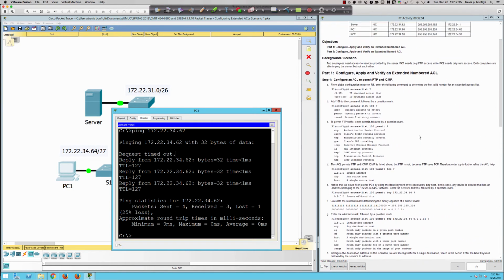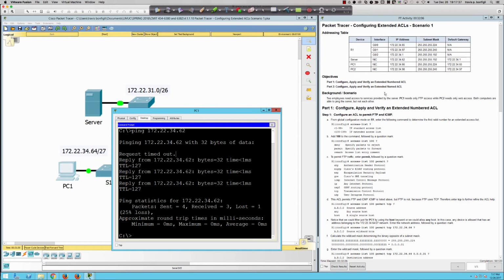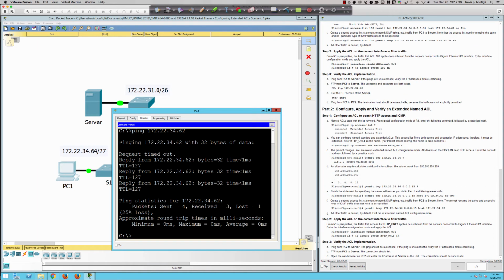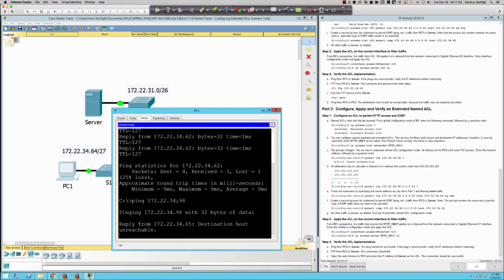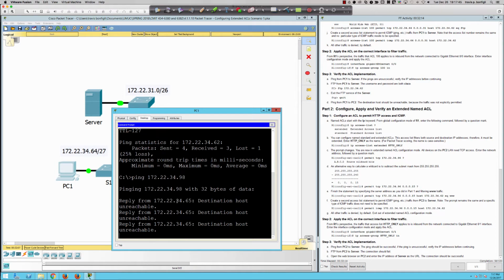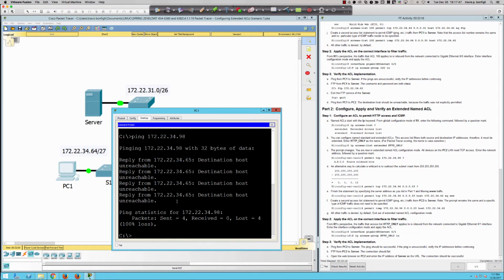Now, can I ping from PC1 to PC2? And let me get PC2's IP, I forgot it, 34.98. All right, so can I ping over to 172.22.34.98? Now this is something, and you'll notice here, I don't get a request timeout. I get a destination host unreachable. And that is a type of ICMP reply that you can get back, right? So, and we'll get into this.